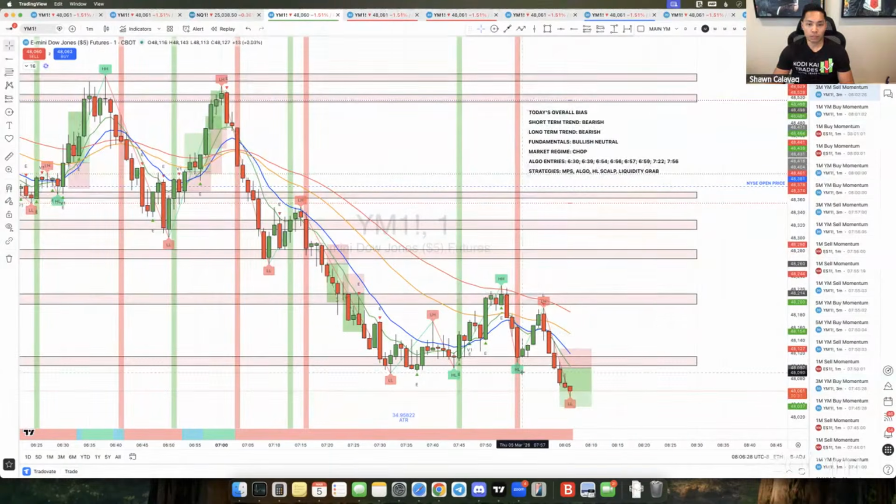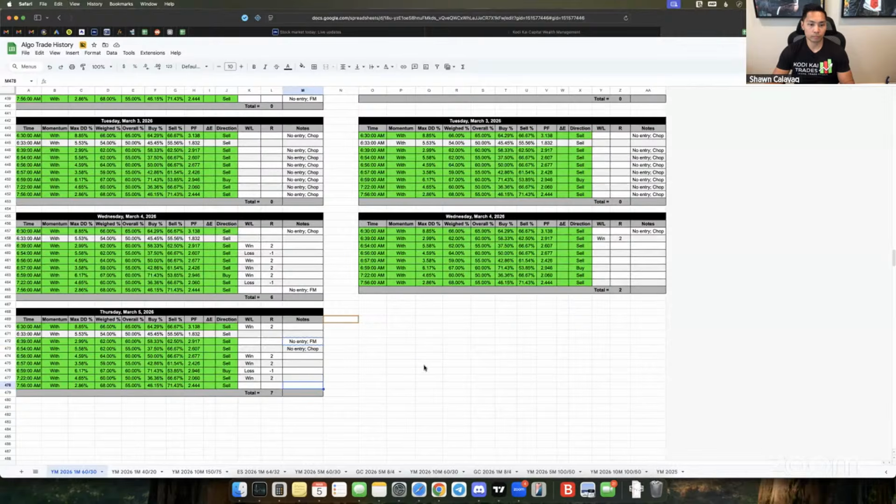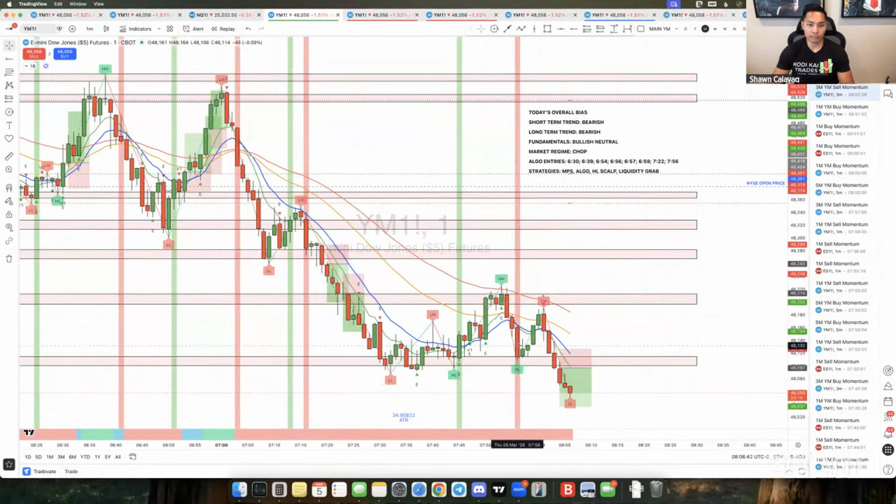So if you want to keep trading this 1 minute chart, feel free, guys. There's entries that are coming up. Let me check that 756 entry. So no entry there at the 756. That was a flickering momentum because there was a momentum signal at that 756 candle.